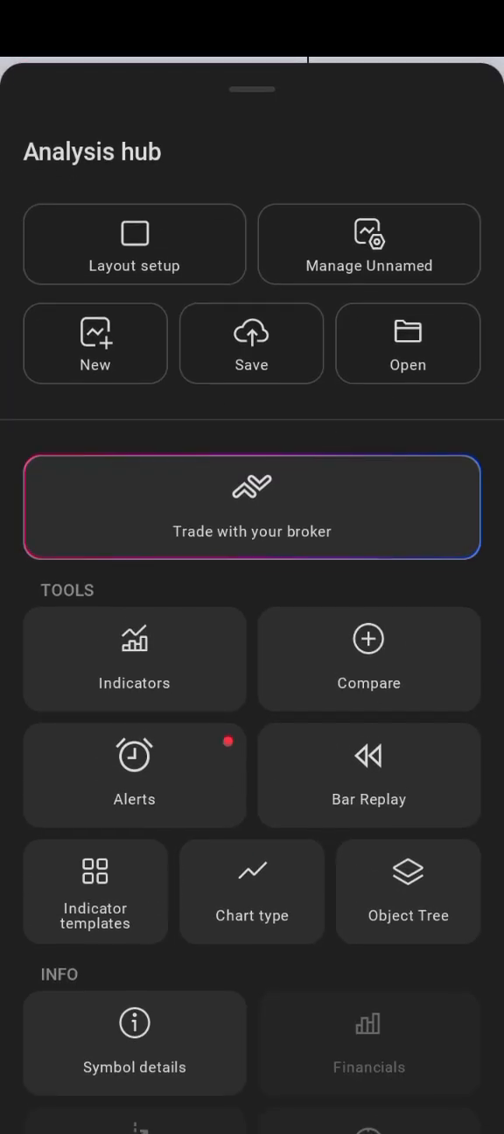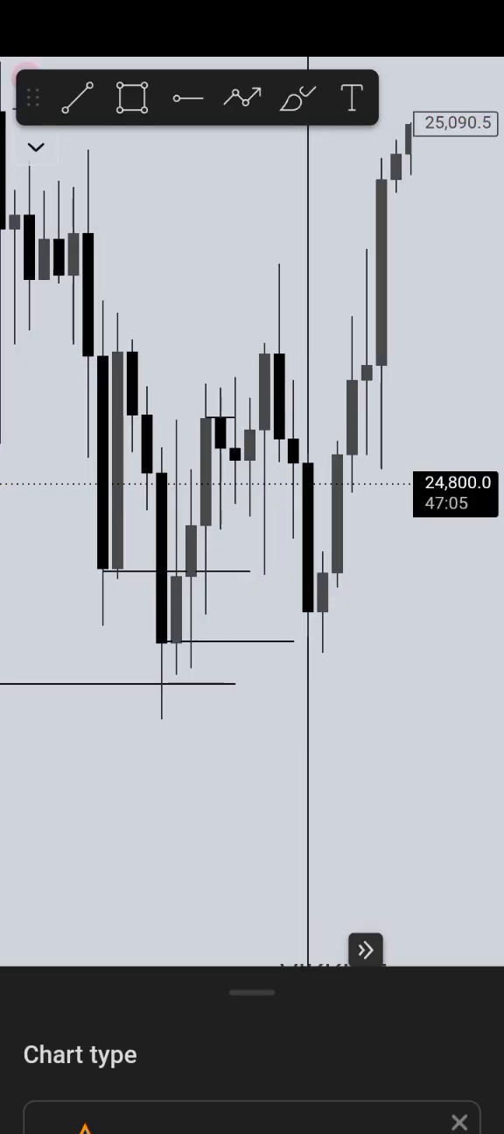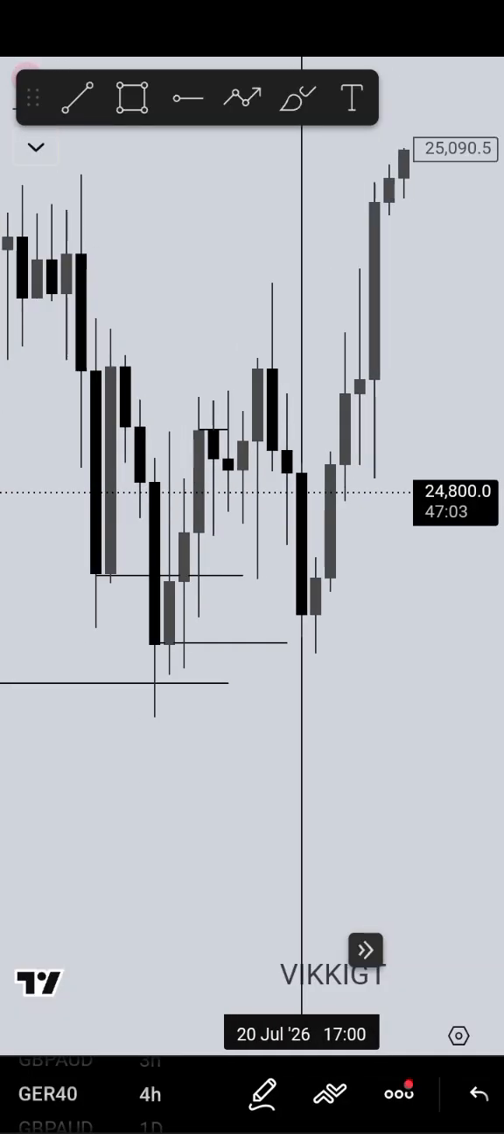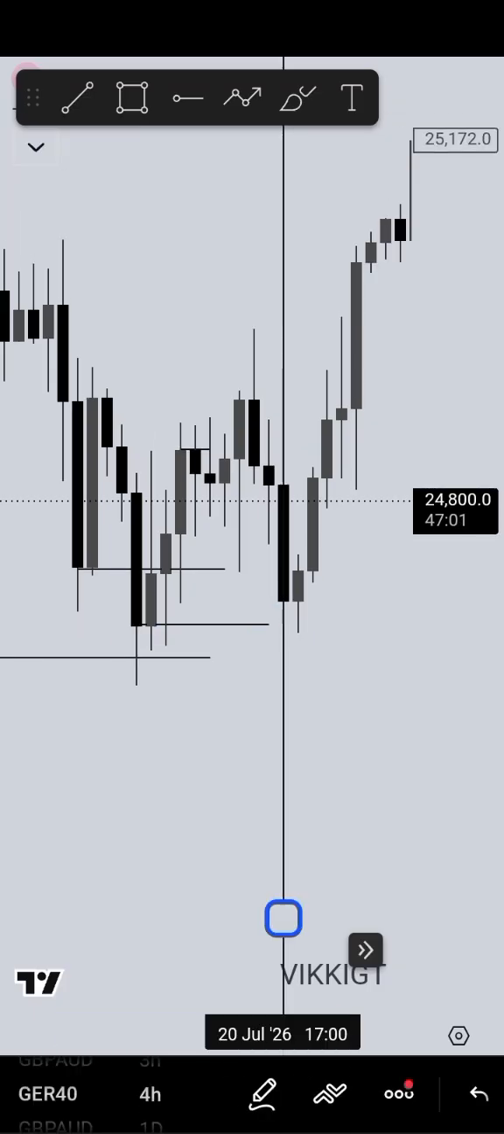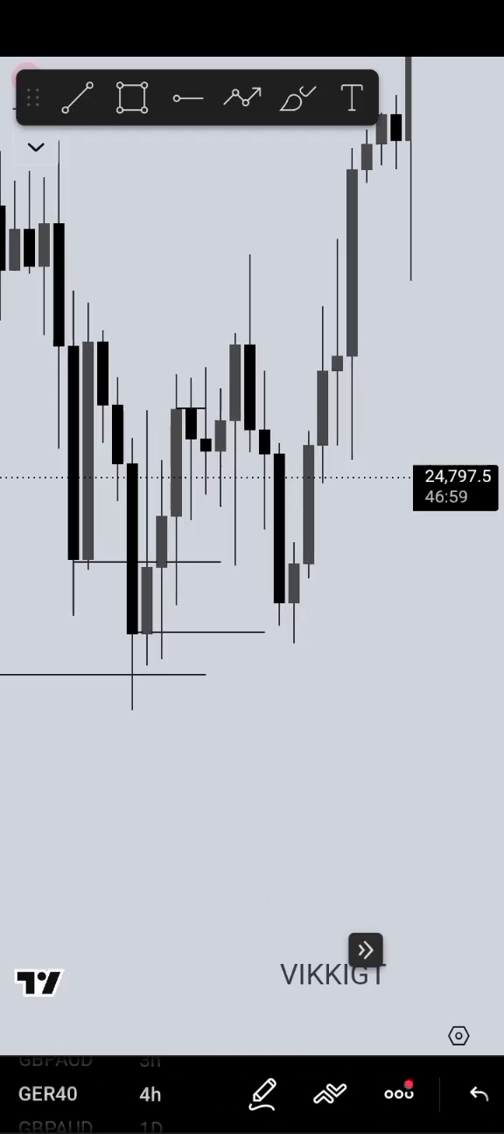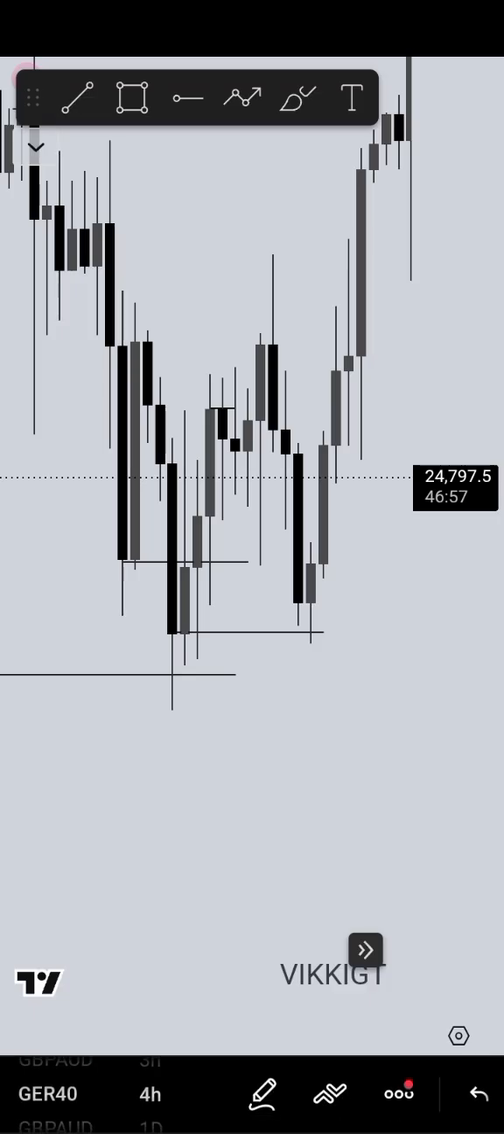So what do you wait for? You wait for price to reject from them, and then you look for your confirmation. So you can see this is the key level. You can then wait for price to reject. So this is the rejection point.